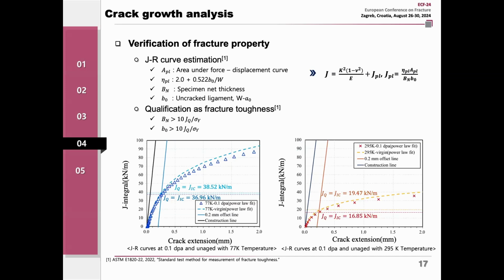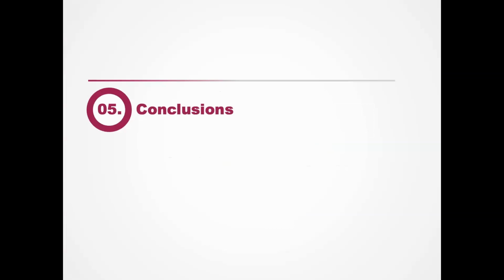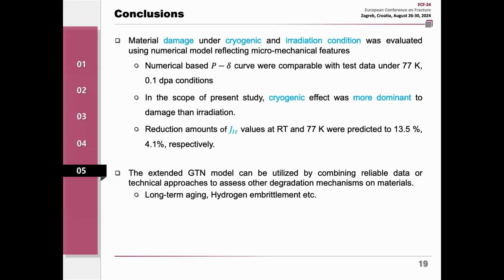Generally, the irradiation condition and the cryogenic condition showed slightly lower fracture toughness. Otherwise, the room temperature and virgin material showed higher fracture toughness. I will summarize my presentation.